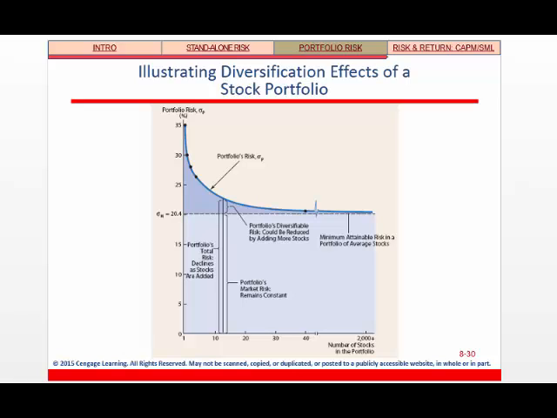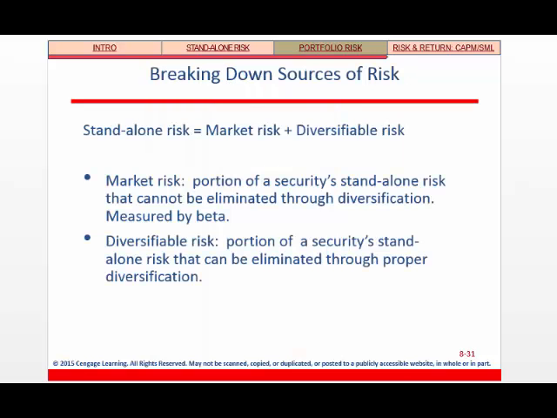And the reason for that is because you're not going to get much safer than whatever the standard deviation for the market is. So, standalone risk has two components: market risk and diversifiable risk. Now, remember, I told you market risk could also be called systematic risk. It could also be called undiversifiable risk. Security risk or diversifiable risk can also be called unsystematic risk. Now, that market risk is really just a portion of a security's standalone risk that cannot be eliminated through diversification. And we know how to measure this, and there's a neat term called beta, which we're going to get to.